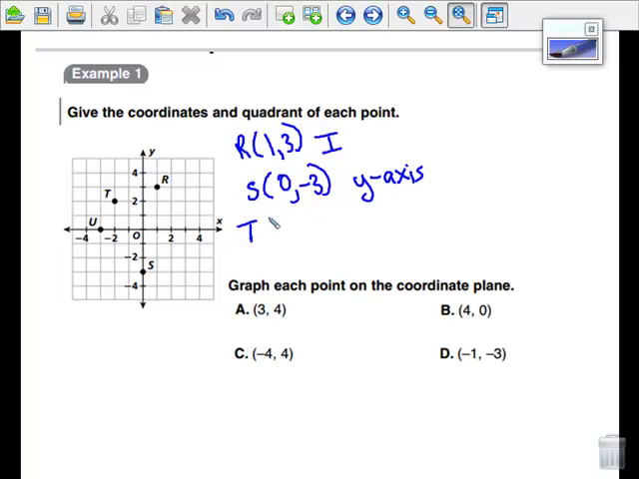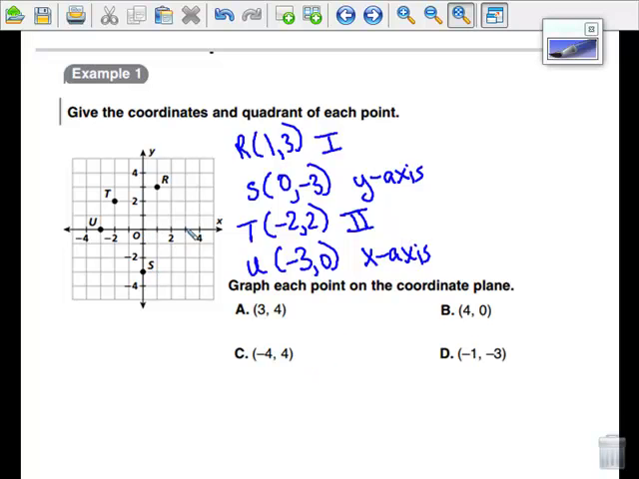And then we have point T. We go 2 to the left and 2 up, so (-2, 2). That's in quadrant 2. And the point U, we go 3 to the left, but none up or down, so it's (-3, 0), and that's on the x-axis.